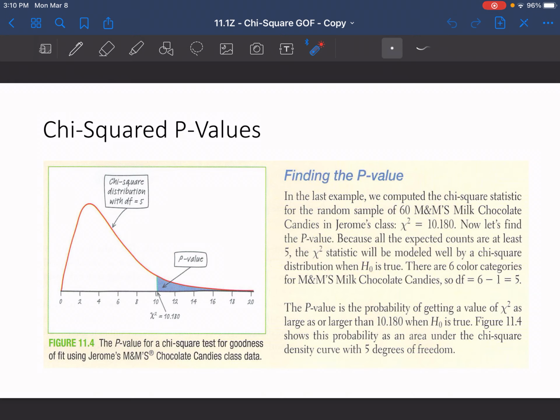And again, this figure just shows the probability as an area under the chi-squared density curve with the degrees of freedom at 5. So that's essentially a visual representation of how we find that p-value.